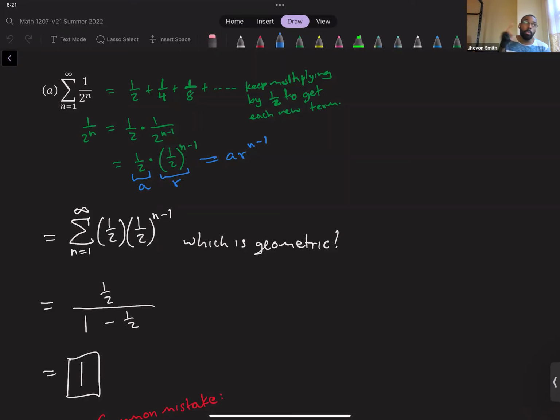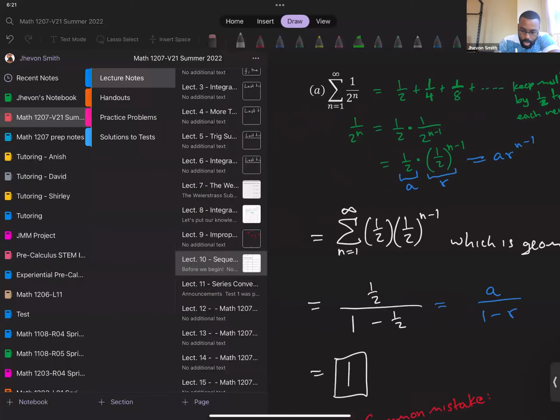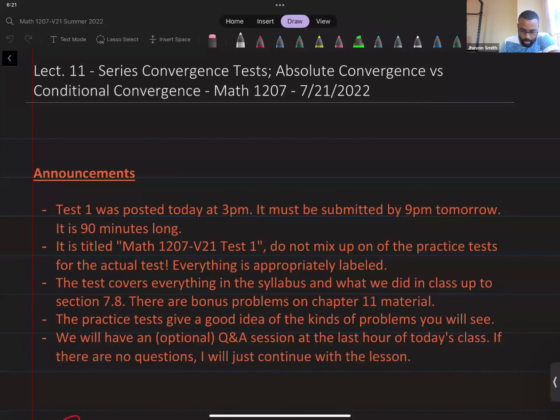And if the thing you're multiplying by repeatedly is less than 1 in absolute value, that series will converge to the first term divided by 1 minus the thing you're multiplying by repeatedly, right? A over 1 minus r. So let me be specific here: this is your A over 1 minus r. In this case, your A and your r happen to be the same number. So that is where we are. I want to continue now with doing some more examples on that.